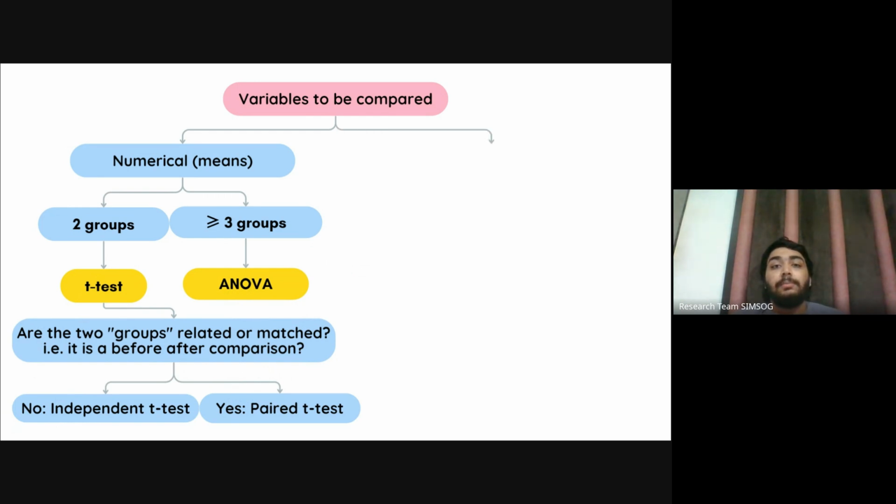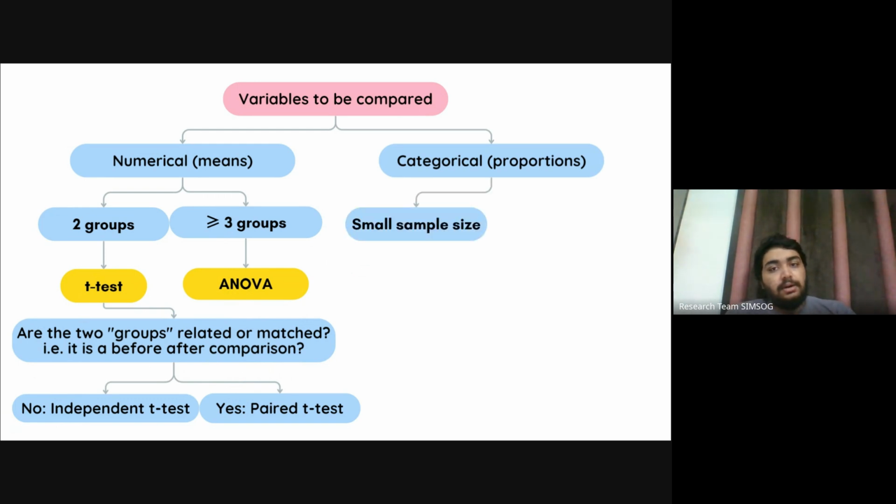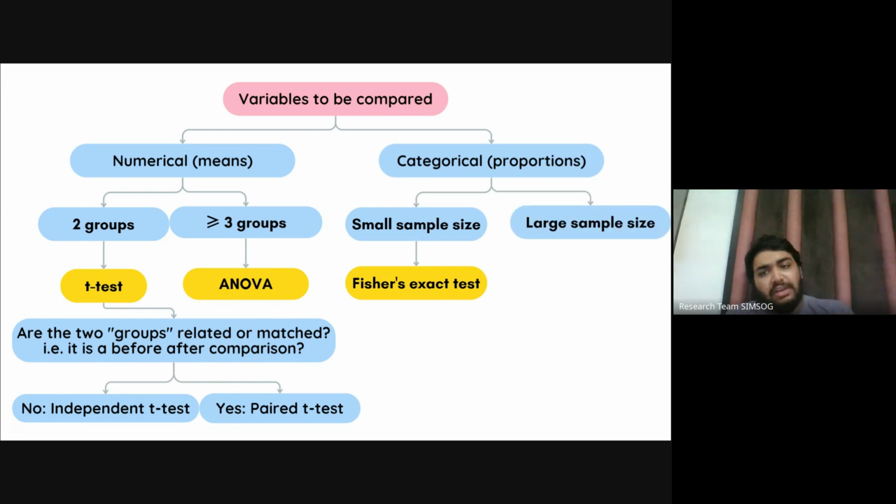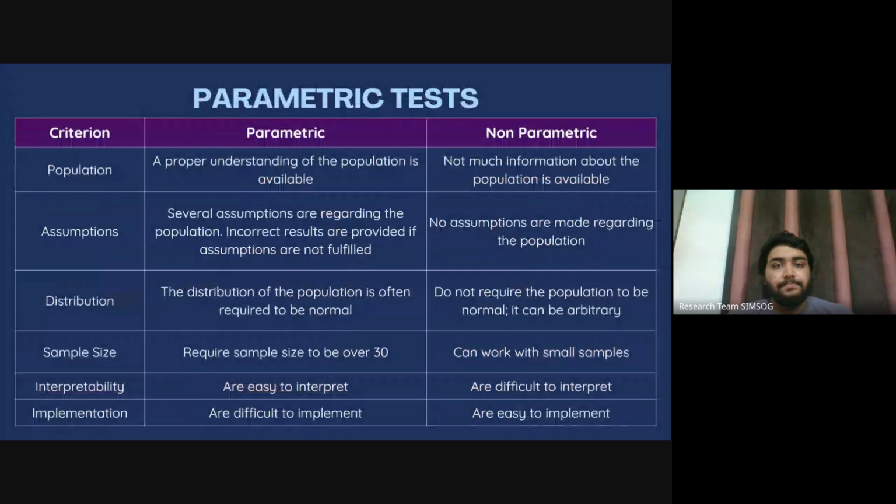But if the two things you have to measure are qualitative, that is yes, no, boy, girl, etc., between the two groups, there again the difference is whether you have a small sample size or a large sample size. If the sample size is small, you will use Fisher's exact test. But if you have a large sample size, you will just use a simple chi-square test. And I believe you all might have heard about the chi-square test previously. I just wanted to add that for the sake of the PPT.